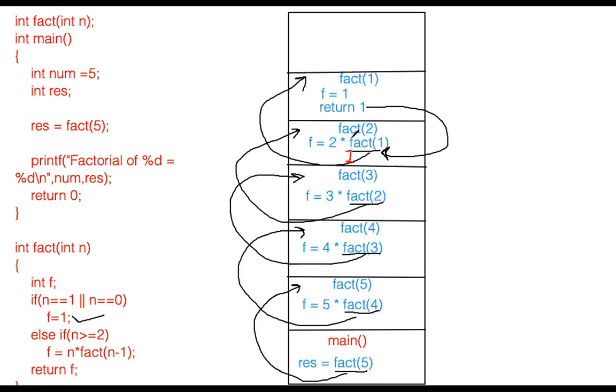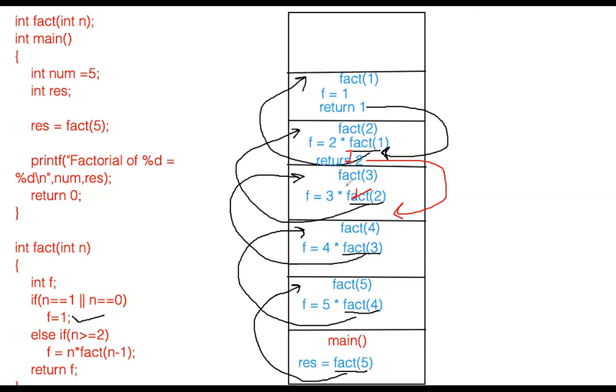2 into 1. What is f here? f becomes 2. So the last statement is return f. So return 2. So what is returned to whom? Fact of 3. Yes, it is returned to fact of 3. So the value of fact of 2 is 3 now? Not 3, it is 2.